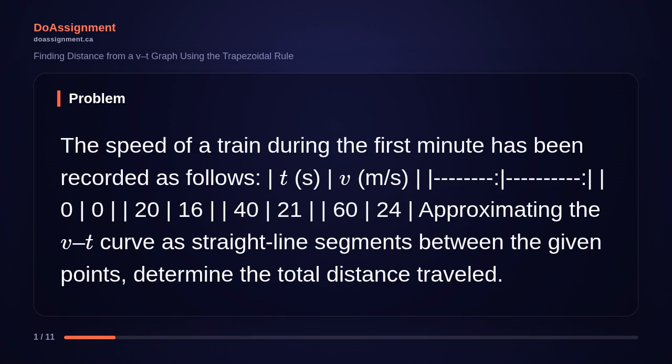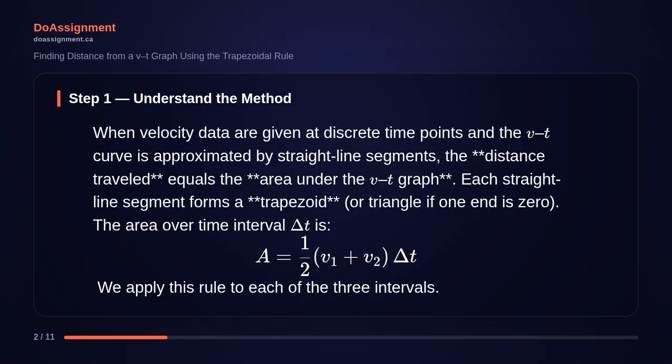Now let us work through the solution step by step. When velocity is given at discrete points and we connect them with straight lines, the distance traveled equals the area under the VT graph. For each straight line segment, the area is a trapezoid, 1/2 times the sum of the two velocities times the time interval. We will apply this formula to each of the 3 time intervals.